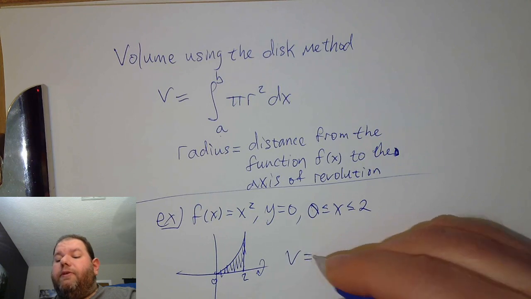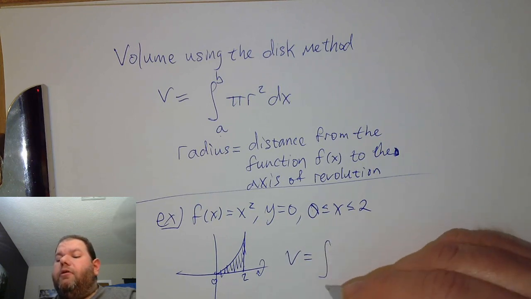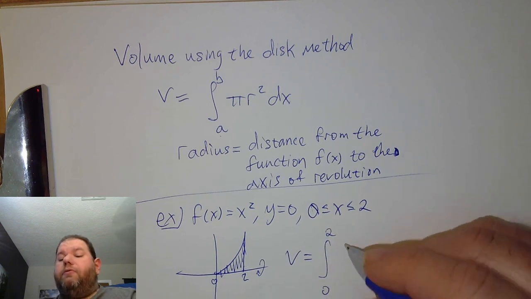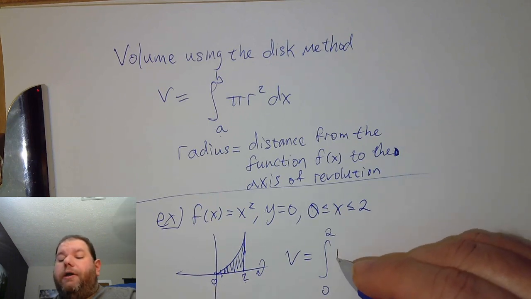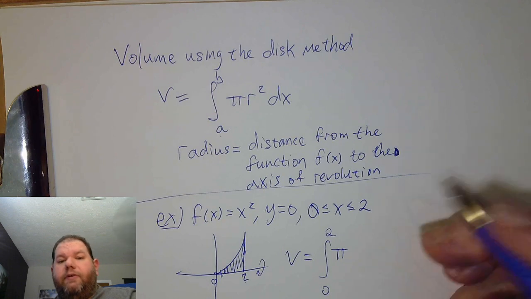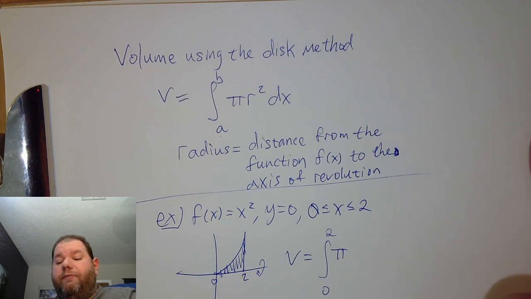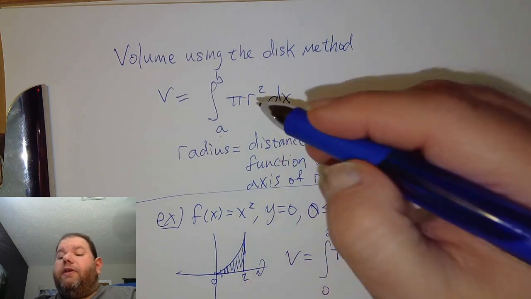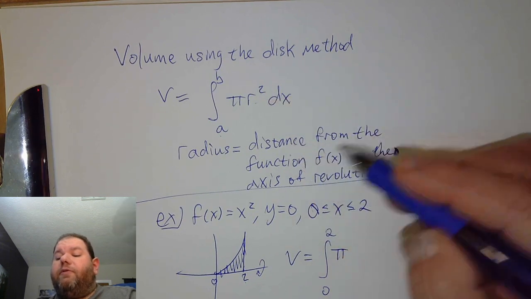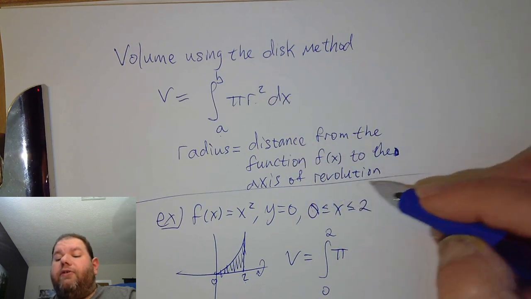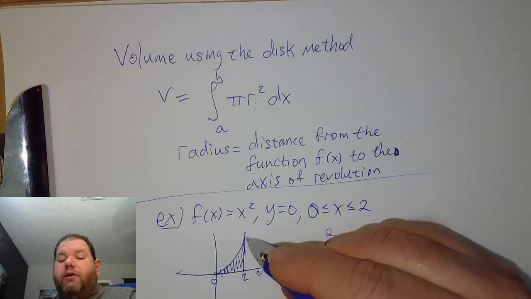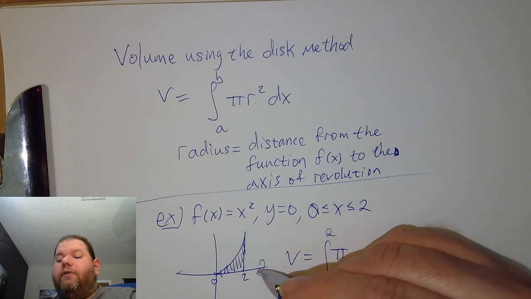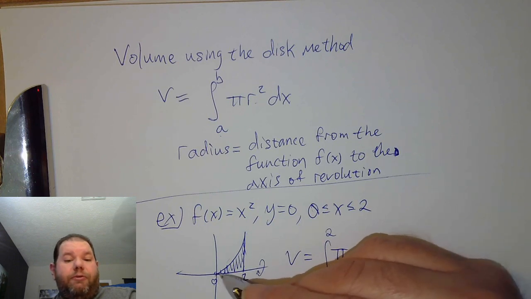So our volume in this case, our limits will be 0 to 2, because it starts at 0 and goes to 2. We have pi, of course, that has to be present, because anytime we work with areas of circles, we have pi. Now radius, we said, was the distance from the function to the axis of revolution. Now our function is just x squared, and our axis is right here on the x-axis, which is 0, y equals 0.